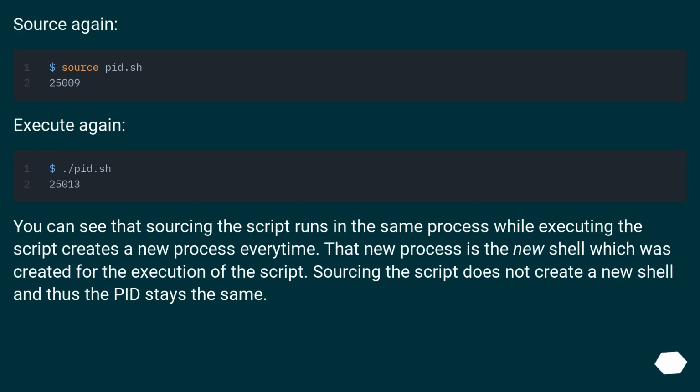You can see that sourcing the script runs in the same process while executing the script creates a new process every time. That new process is the new shell which was created for the execution of the script. Sourcing the script does not create a new shell and thus the PID stays the same.